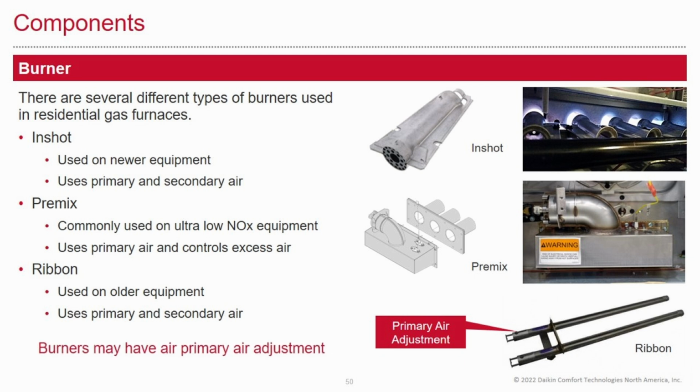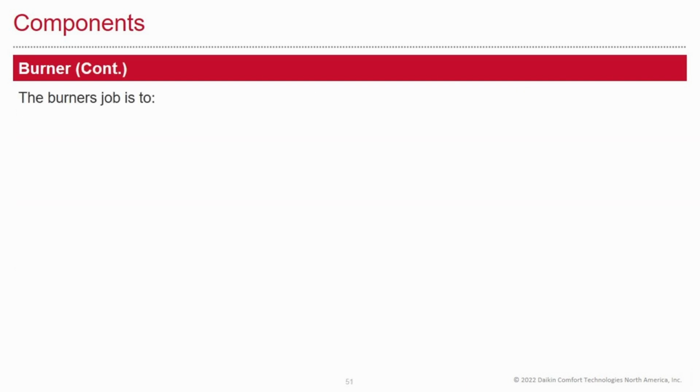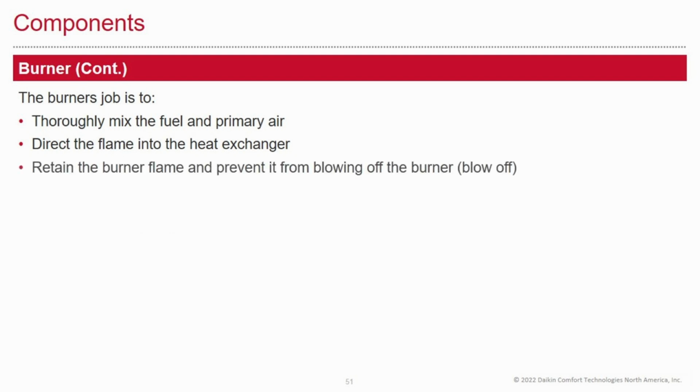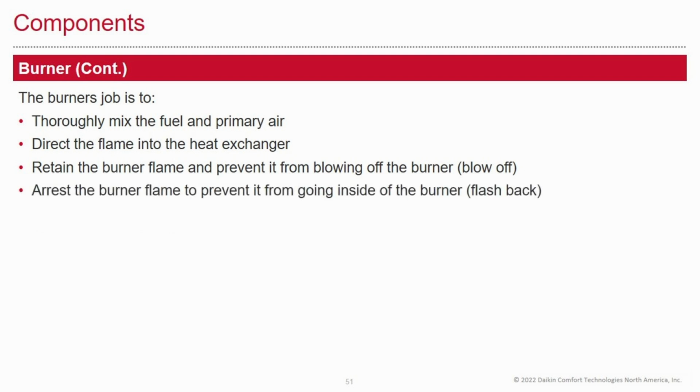Some burners may have built-in primary air adjustment. The burner's job is to thoroughly mix the fuel and primary air, direct the flame into the heat exchanger, retain the flame and prevent it from blowing off the burner, called blow-off. Arrest or contain the burner flame to prevent it from going inside of the burner, called flashback, and allow the flame to cross over to additional burners.